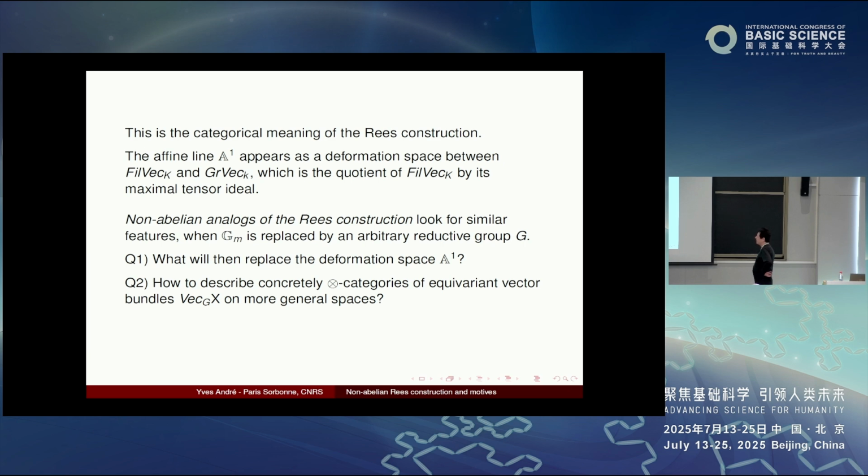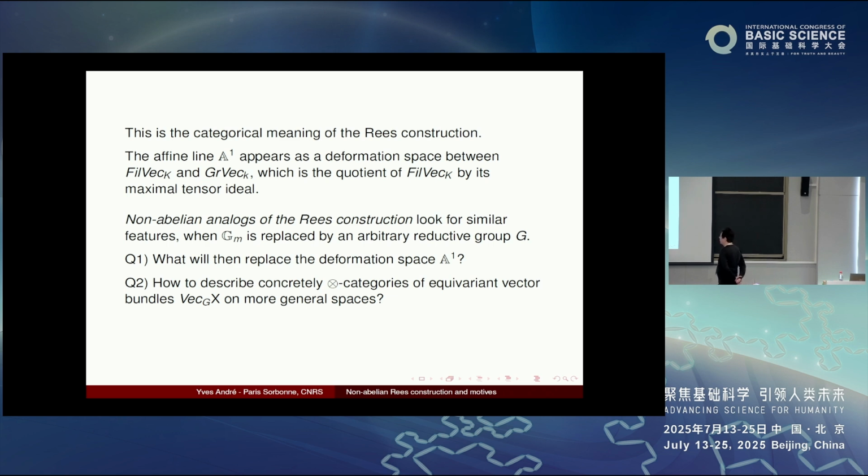Now, the non-abelian analogues of this classical Rees construction, which I'm about to speak about, look for similar features, but with group G_m replaced by an arbitrary reductive group G. So there are two basic questions. The first one is what will, in this situation, replace the affine line as a deformation space, in fact, between a certain monoidal category and its quotient by the maximal tensor ideal.